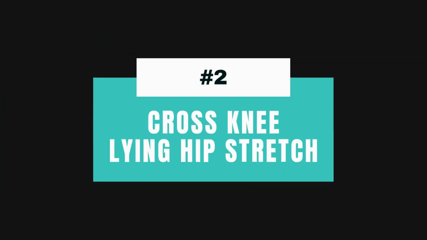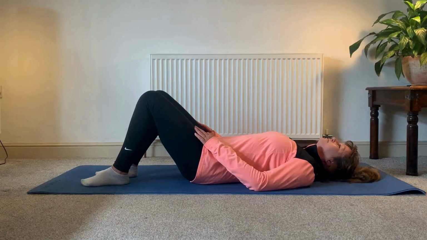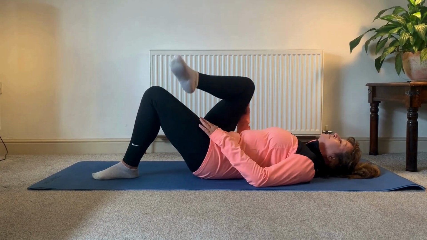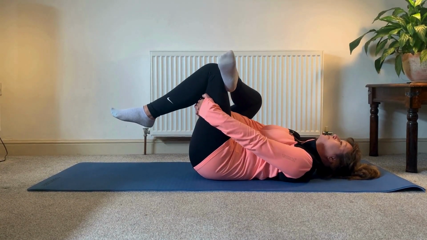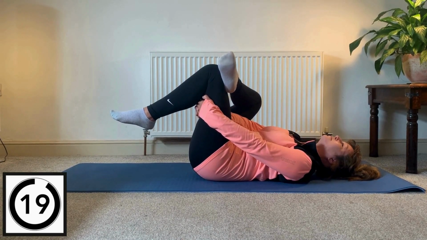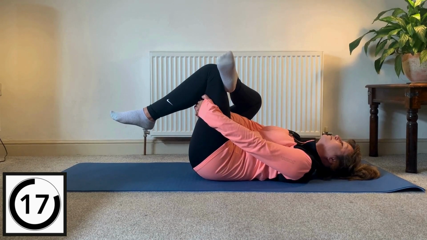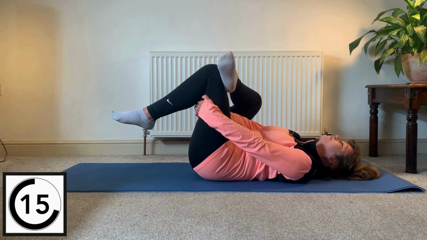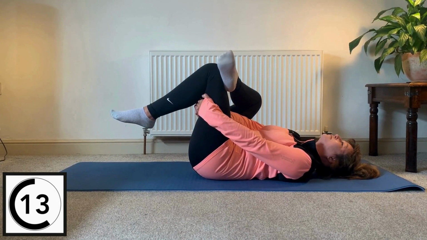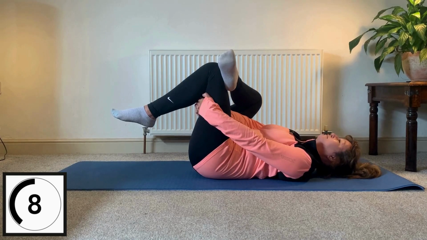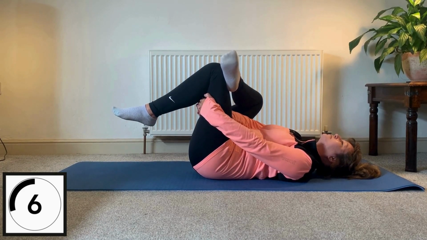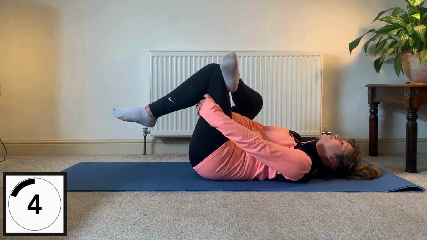Cross knee lying hip stretch. Now take your right foot and place the ankle on top of your left knee so that your right knee is pointing out to the side. Take hold of your left thigh with both hands and gently pull the leg towards your chest. Hold and breathe. A deep stretch should be travelling through your right hip.